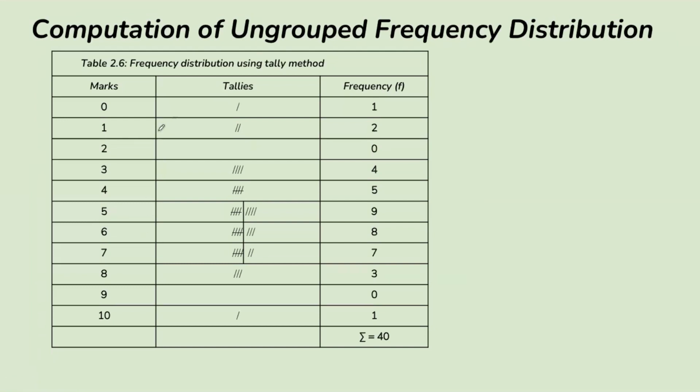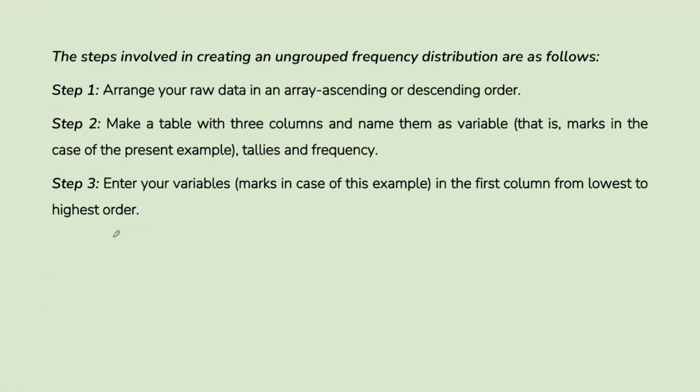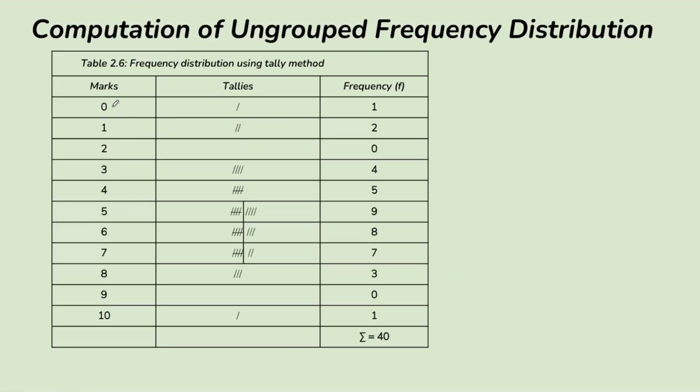First of all, this is how you have to make a table: a frequency distribution using the tally method. First we'll go through the steps and then I'll explain how it is done. First, you have to arrange the data in ascending or descending order. Here you have arranged the data in ascending order, from small to large: 0, 1, 2, 3, 4 up to 10. So this is ascending order.